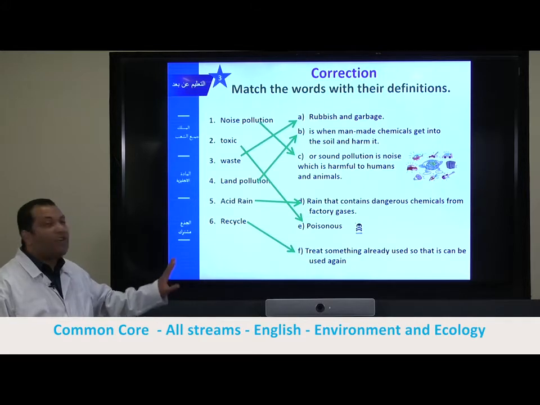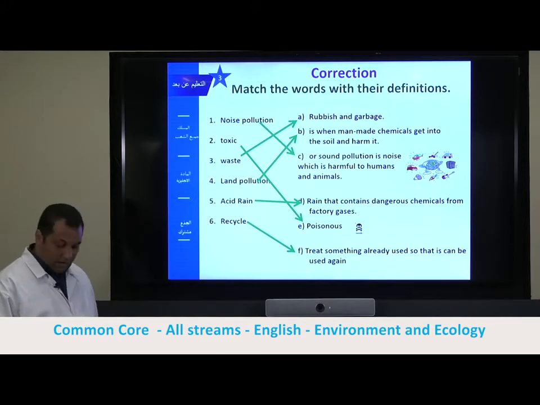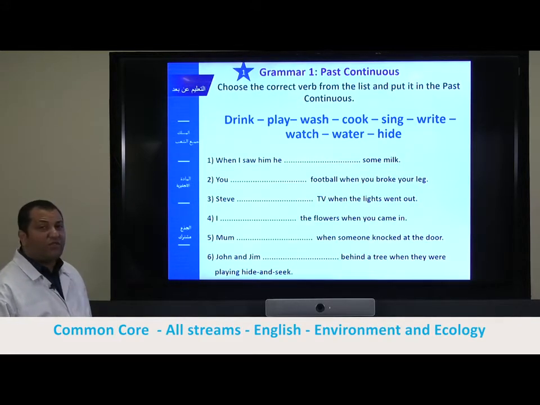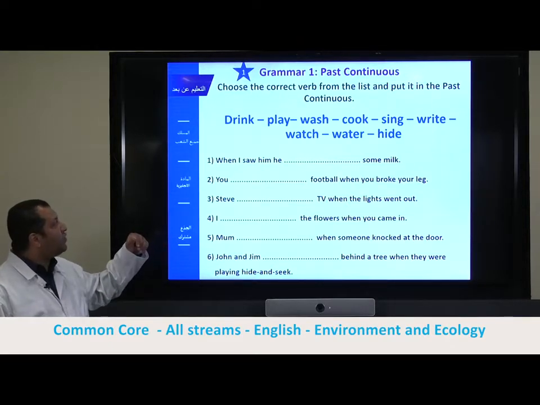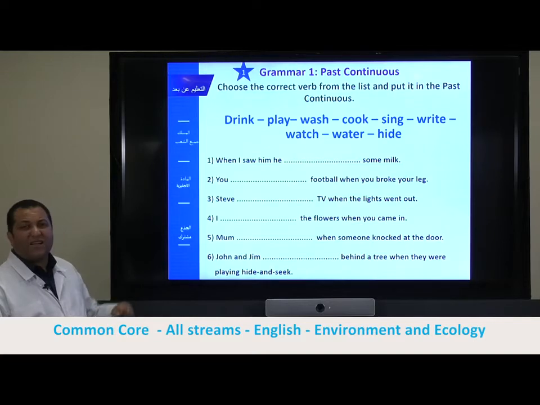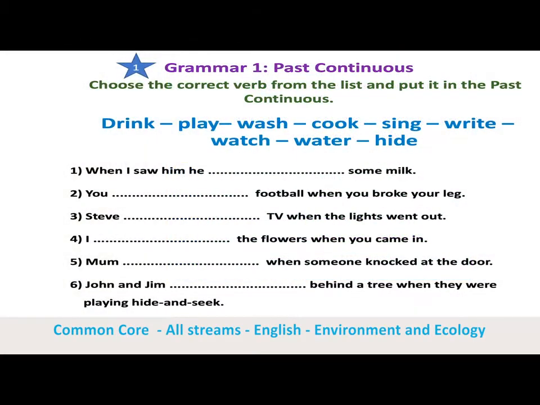I hope everything is clear so far. Now let's move on to the grammar lesson. Our grammar lesson today is the past continuous. So today we will have two grammar lessons. The first one is the past continuous.